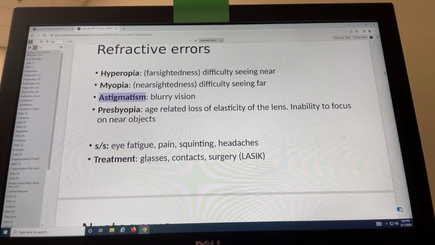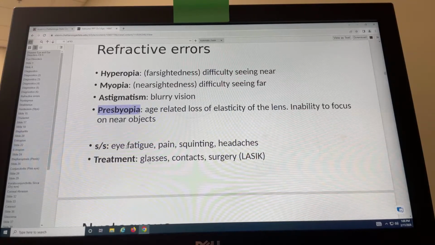And then astigmatism. This one's just more blurry, especially when they drive at night. A lot of the light shining through the windshield appears blurry. It makes it difficult. And then presbyopia. This is actually the same as this, but it's just due to age. So when people get old, their lens starts to lose elasticity. So they have the inability to focus on near objects. That's typically why you see older people, when they're sitting down trying to read something, hold it far away from them. So it's the same thing as the hyperopia, except this is just due to age, if that makes sense.